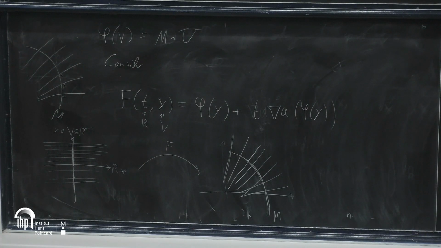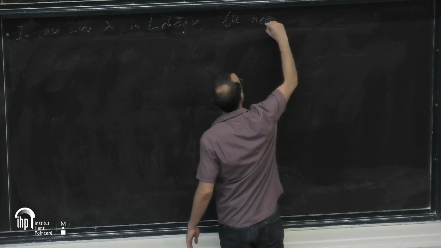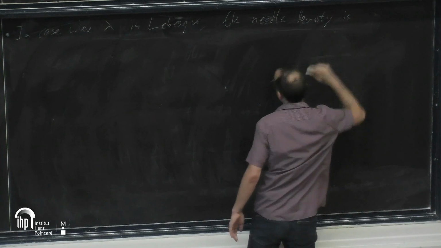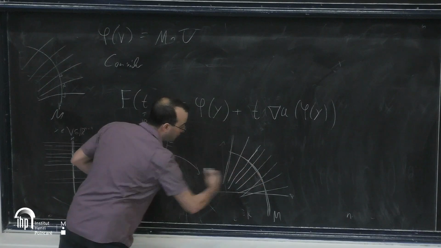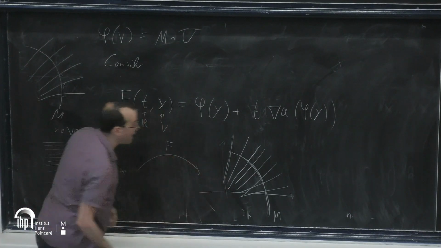In the case where lambda is Lebesgue, the needle density must be what? I want to have a measure on this copy of Rn cross R, such that under f, the measure here is pushed forward to the Lebesgue measure here. If I could do that, then I could integrate my function on the needle density on each of these lines. This would correspond to the integral over Rn here. So which measure should I put here that will be pushed forward to the Lebesgue measure under f?